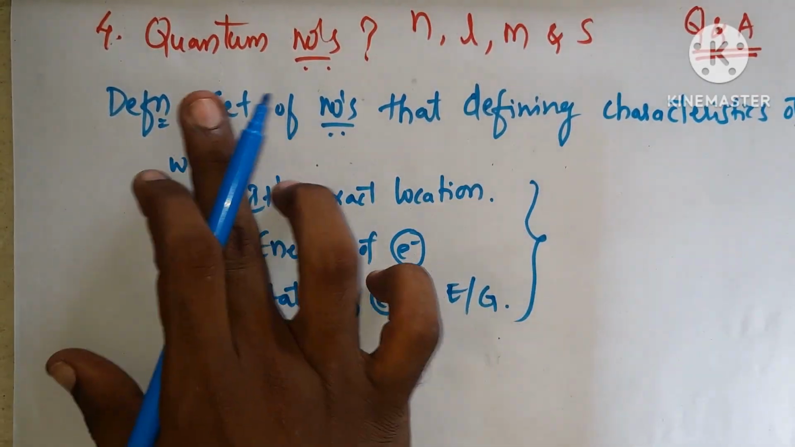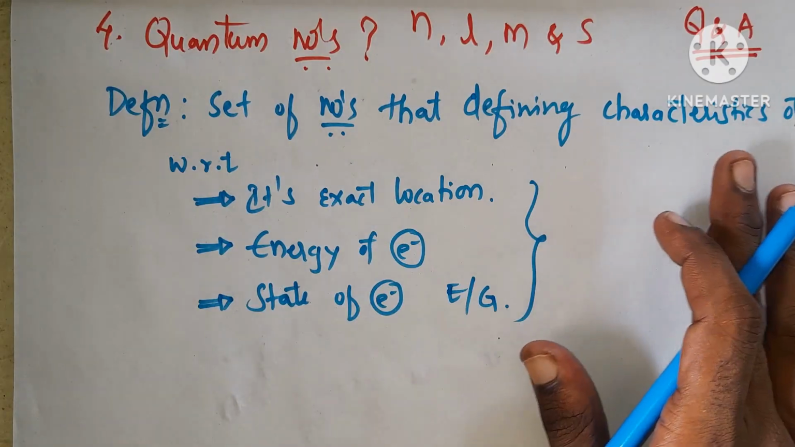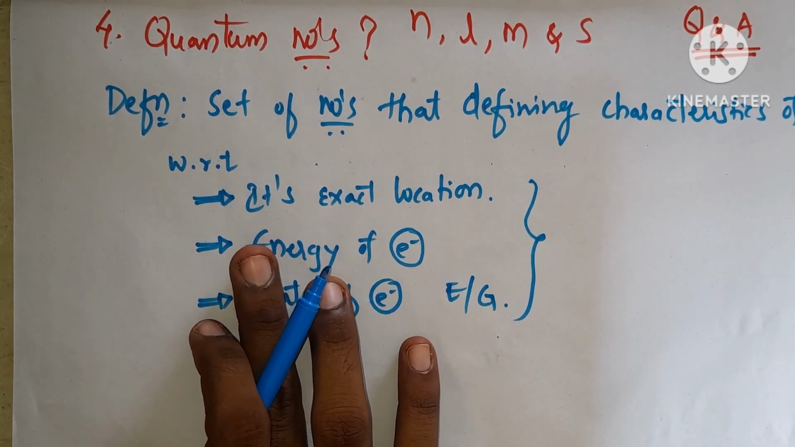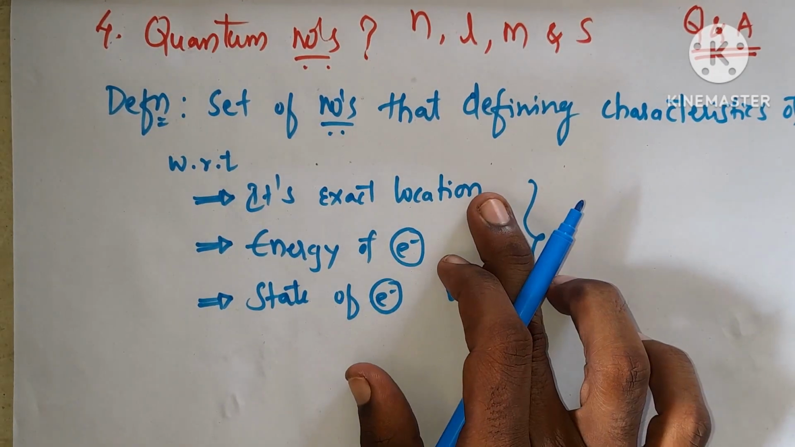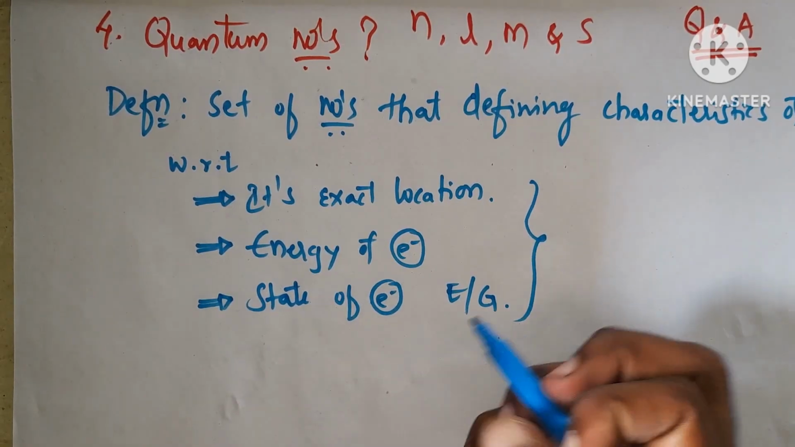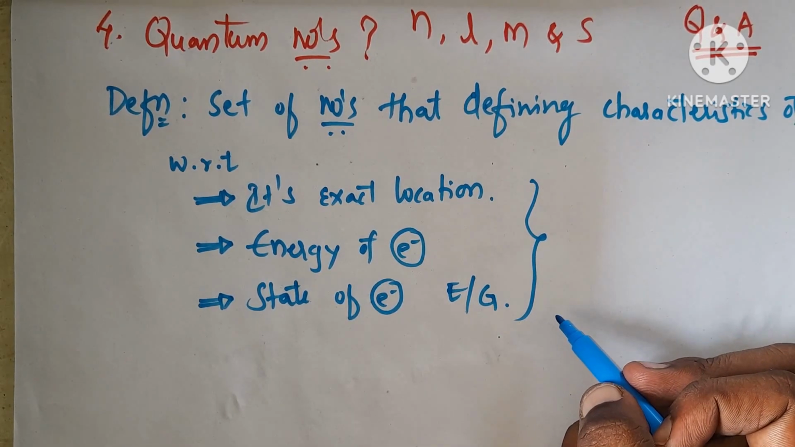So the definition of quantum numbers is a set of numbers that are the defining characters for an electron, where they help that electron to determine its exact location around the nucleus, the energy of that electron, and the state of the electron, whether it is in the excited or ground state. So this is the simple definition for quantum numbers.